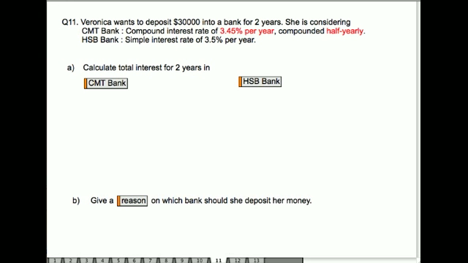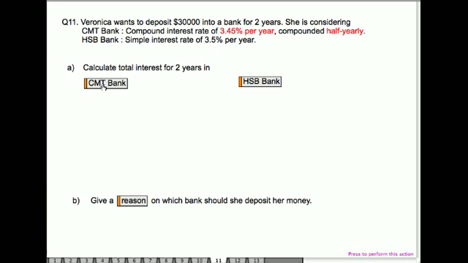In question 11, we have Veronica deposit $30,000 into a bank. She needs to choose either CMT Bank or HSB Bank. CMT Bank uses compound interest at 3.45% per year, compounded half yearly.